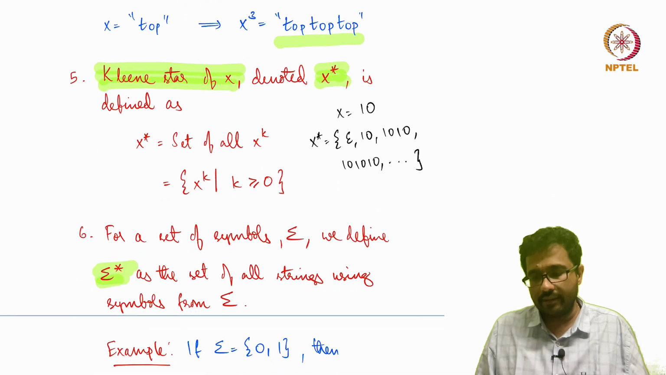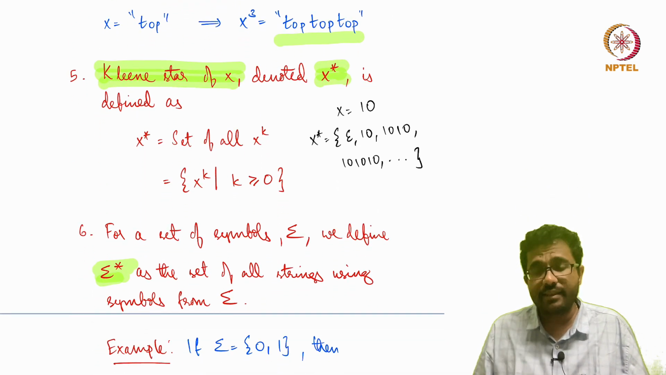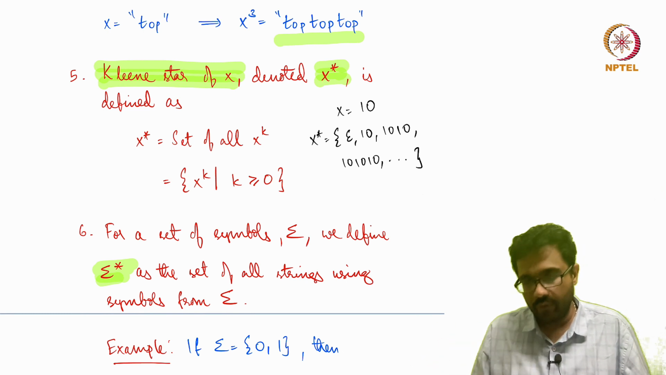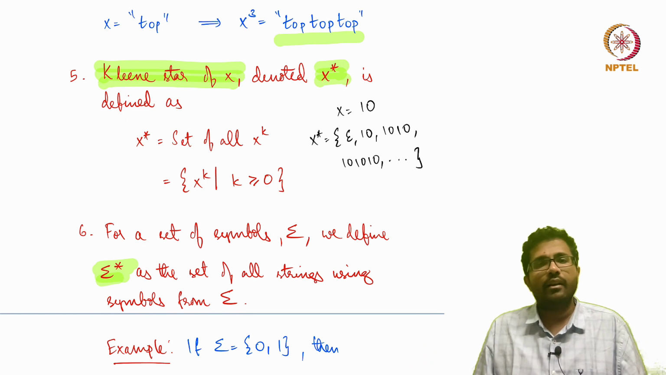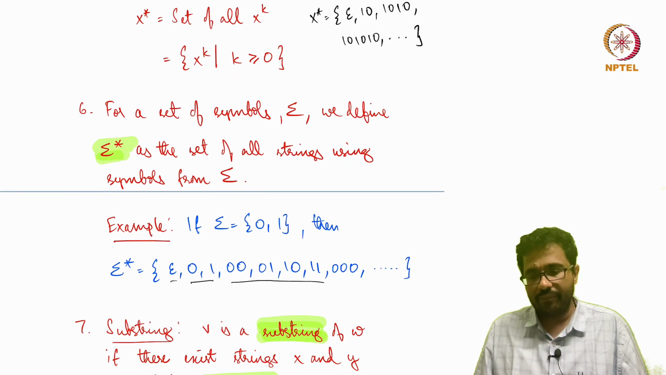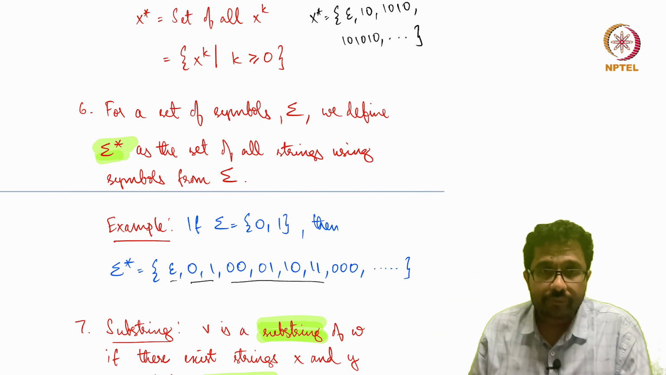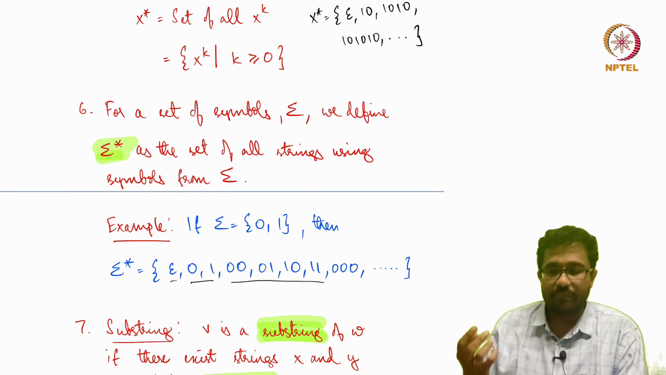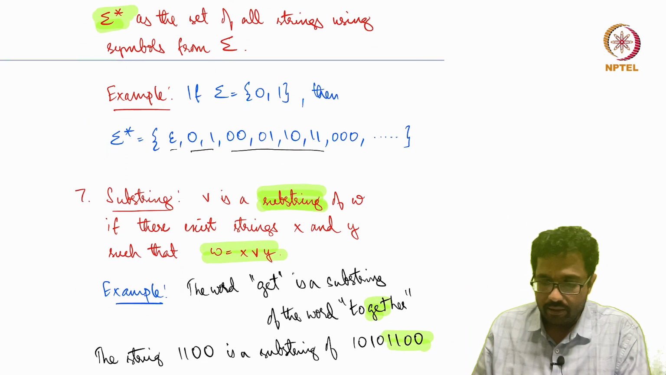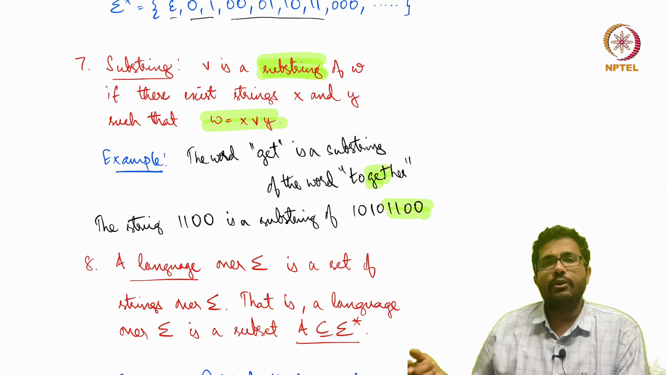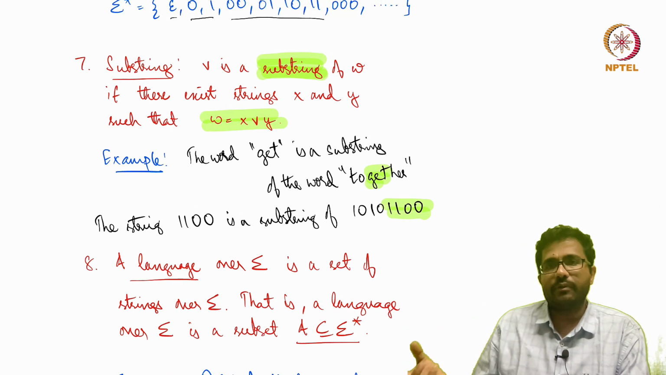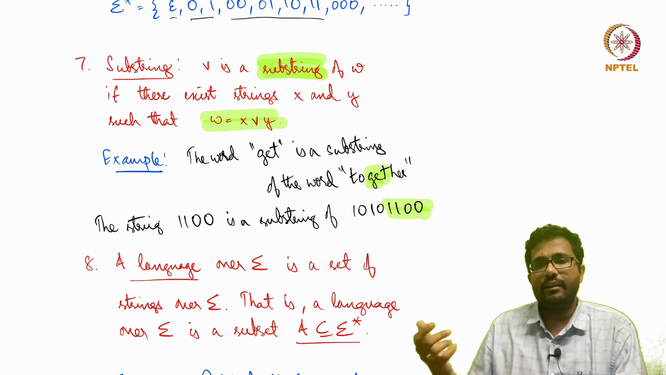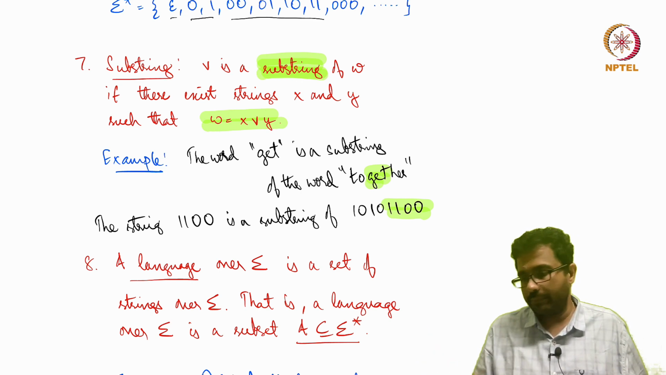Kleene star of x is the set of all x power k, for k greater than or equal to 0. And for a set of symbols sigma, sigma star is the set of all strings that can be generated using symbols from sigma. Substring: V is a substring of W if V is a part of W. By that we mean that we can add something to the beginning and end of V to get the string W. Two examples were given to clarify.